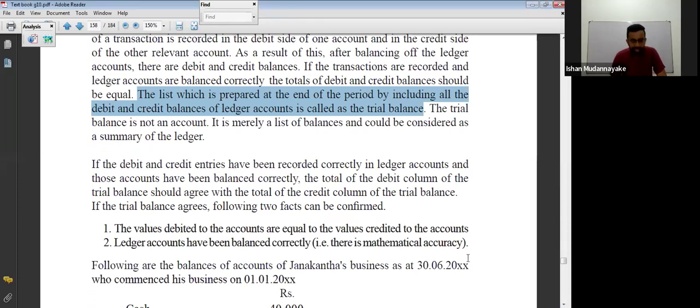I already discussed this. With the accounting equation, we discussed double entries, and when we discussed double entries, we covered the method of preparing a trial balance. Already we have covered chapter 11. But anyway, we will discuss one or two more questions.